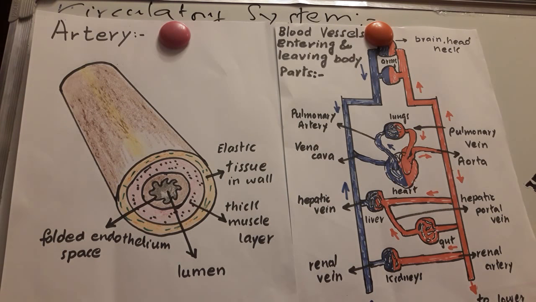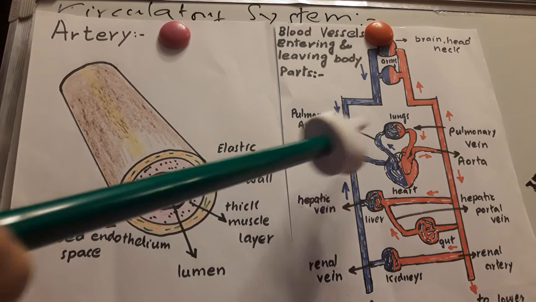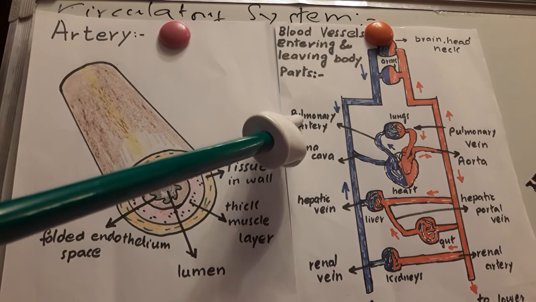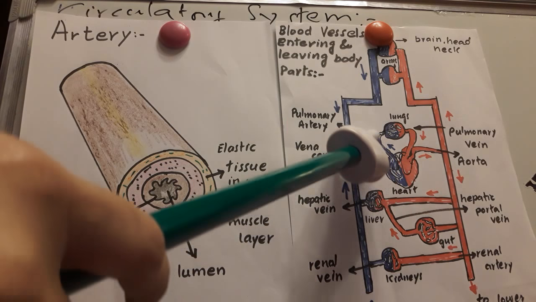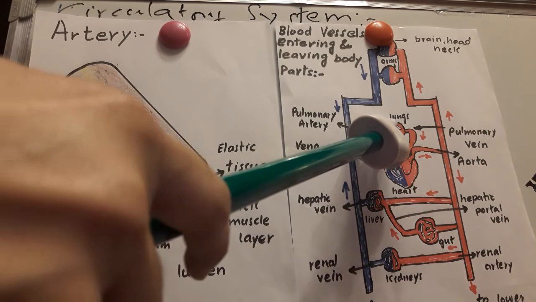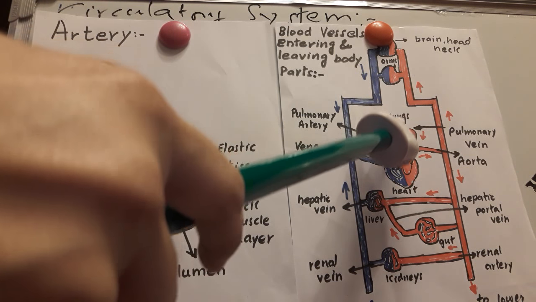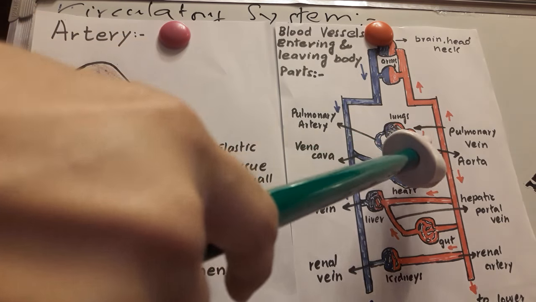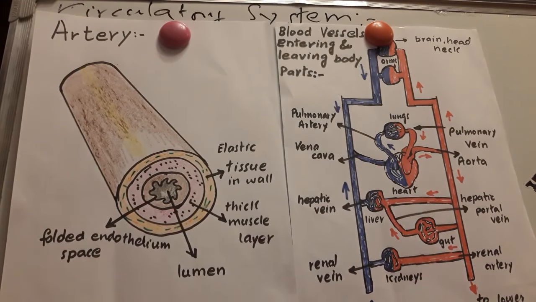All arteries carry oxygenated blood, except for the pulmonary artery, as you can see here. This is the pulmonary artery. It transports deoxygenated blood from the heart to the lungs, and here it gets oxygen, and from here the oxygenated blood comes back to the heart, and then it is distributed to the rest of the body.